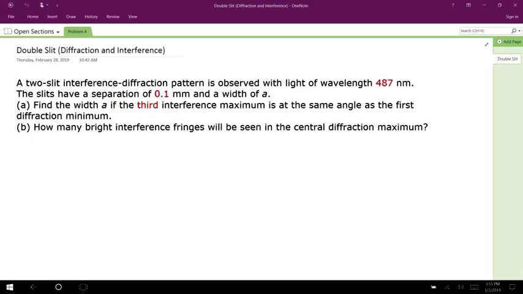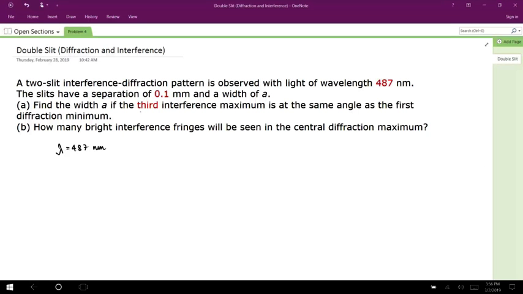In this video, we will cover a problem that has both interference and diffraction built into it. So the problem says a two-slit interference diffraction pattern is observed with a light of wavelength 487 nanometers. And here, the information given to us is that lambda is equal to 487 nanometers, right? And then the slits have a separation of 0.1 millimeter.